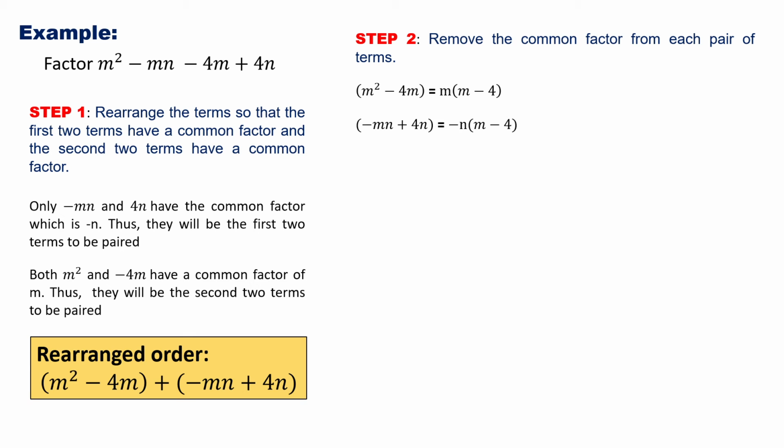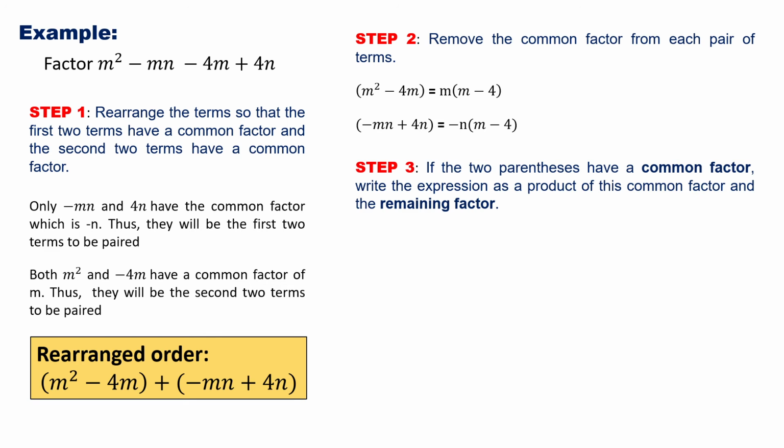Sa second pair natin, the common factor is negative n. And by removing negative n, magiging negative n times the quantity of m minus 4. And again, yung factors ng dalawa nating pares, yan yung ating pagbabasehan for us to find the factored form of our given polynomial. Now, yung common factor ng dalawa nating pares ay m minus 4. So, si m minus 4 yung isa sa mga factors ng ating given polynomials.